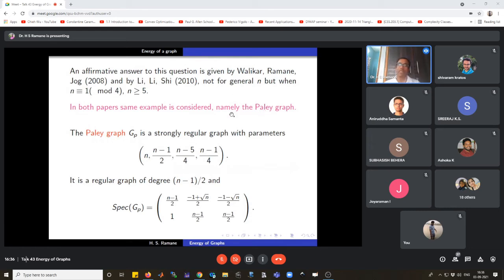So the Paley graph is a strongly regular graph with these parameters: (n minus 1)/2, (n minus 5)/4, and (n minus 1)/4. Its spectrum is given here. It's a regular graph of degree (n minus 1)/2, and its energy is (n minus 1) times (square root of n plus 1)/2.